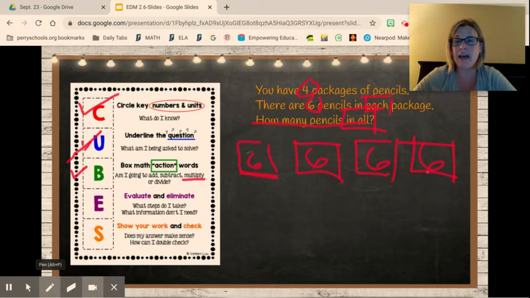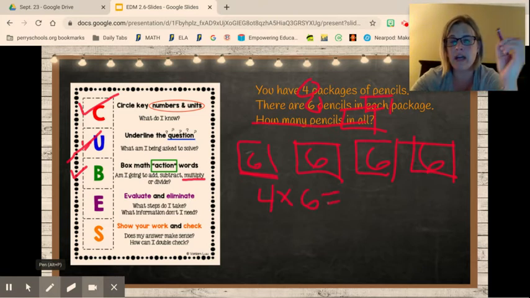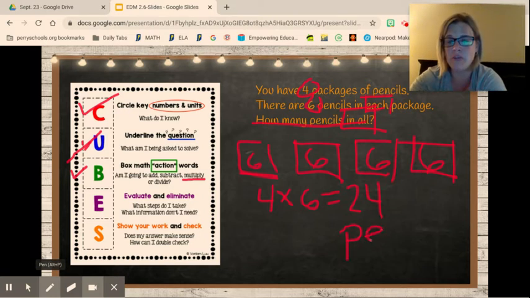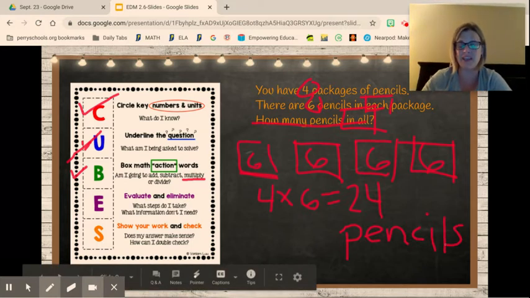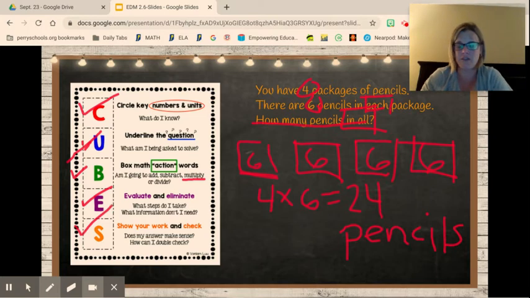When I look at this, I have 4 equal groups that have 6 in them. Because I have equal groups of something, that means I can write a number sentence using multiplication. So I'm going to have 4 groups, and there's 6 in each. When I multiply 4 times 6, I know that my answer is 24. And I have to make sure that I include my unit when I write down my answer. So this is 24 pencils. So 24 pencils is my answer. That means I've evaluated it and I solved it.